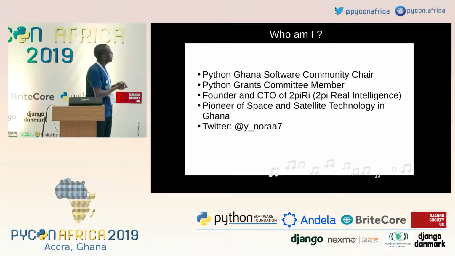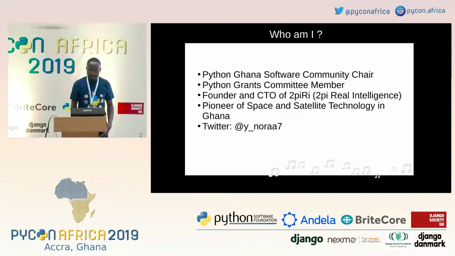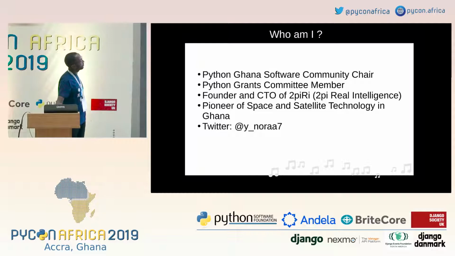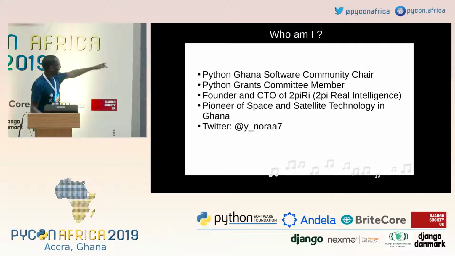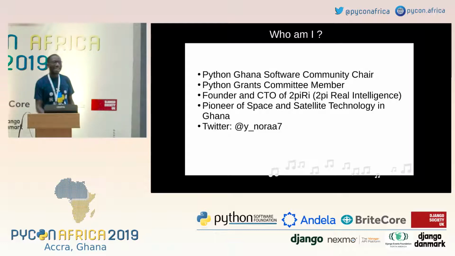I'm also the founder and CTO of 2Pi Real Intelligence. It's my startup. We built a framework, and we're trying to see how we could change the way we do work. Like Daniel said, I am a pioneer of space and satellite technology in Ghana. I helped my team put the GhanaSat-1 satellite in orbit. Thank you. So, that's my Twitter. I don't really have a social life. My life is very boring. You'll understand why very soon. But if you ask me anything on Twitter, I will really respond.